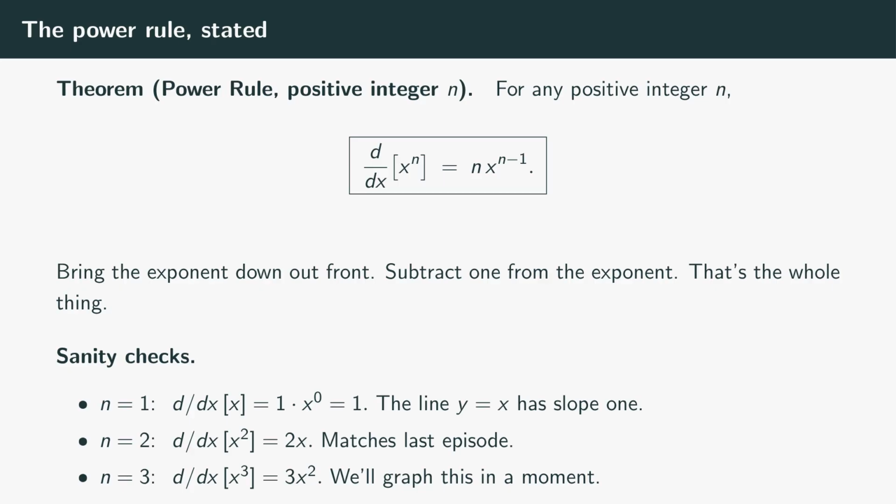3 quick sanity checks before we prove it. Take n equal to 1. The rule says the derivative of x is 1 times x to the 0, which is 1. And of course the line y equals x has slope 1 everywhere, so that's right. Take n equal to 2. The rule says the derivative of x squared is 2x, which we proved by hand last episode. Take n equal to 3. The rule says the derivative of x cubed is 3x squared, a brand new result. We'll come back to that one with a picture later, and you can sanity check the tangent slope visually. The rule is doing what it should.